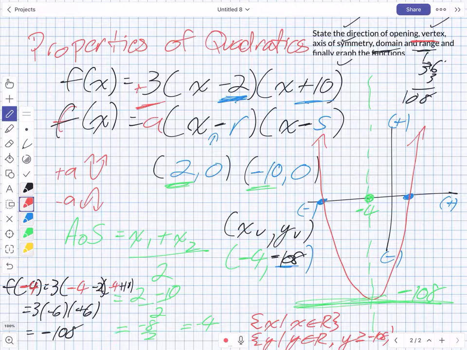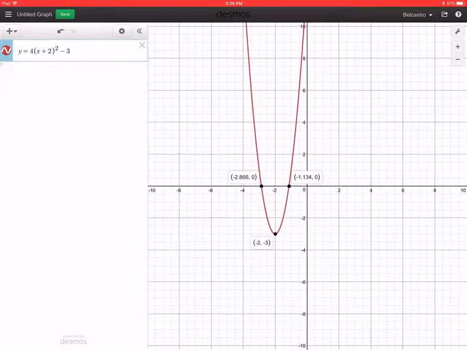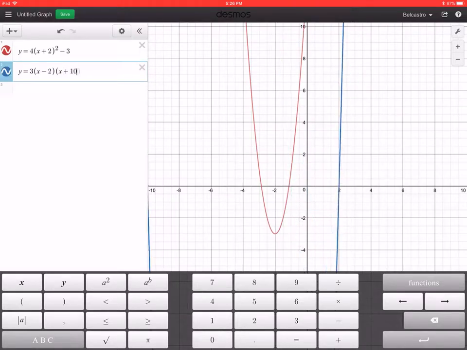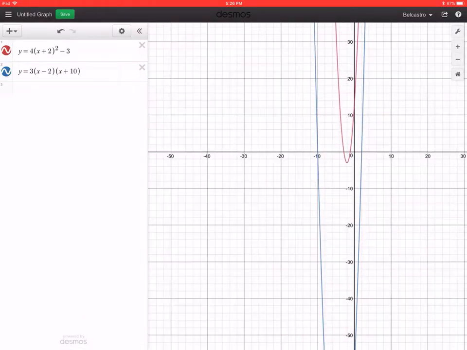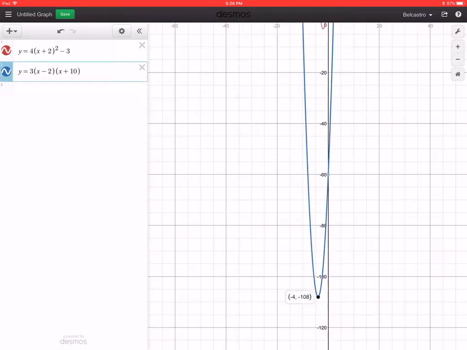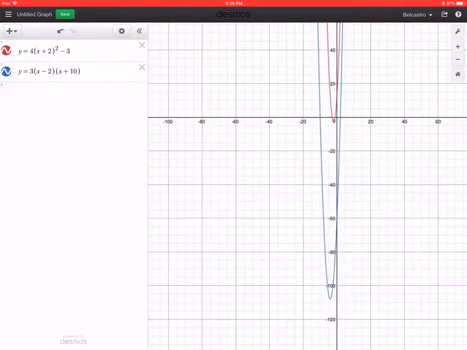Exactly. Let's draw this in Desmos to make sure it works. So 3, negative 2, and plus 10. This was our graph from before, but y is equal to 3 bracket x minus 2 bracket x plus 10, I believe. Here we go. So we're going to have to zoom out a little. Ooh, really far. Can we get our vertices? Here we go. 2 and negative 10, we were right. And negative 4 and negative 108. Exactly what we predicted. See if it'll do them all. Yay. Okay, great. So we did that properly.